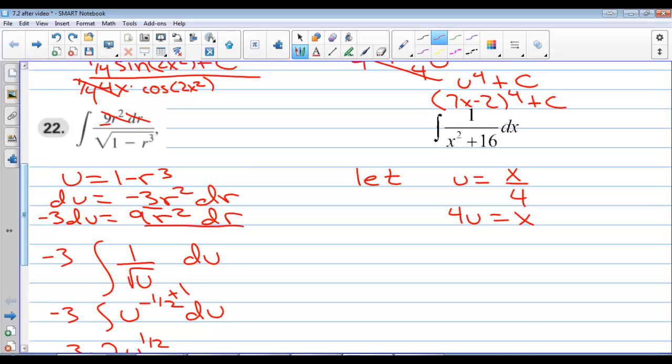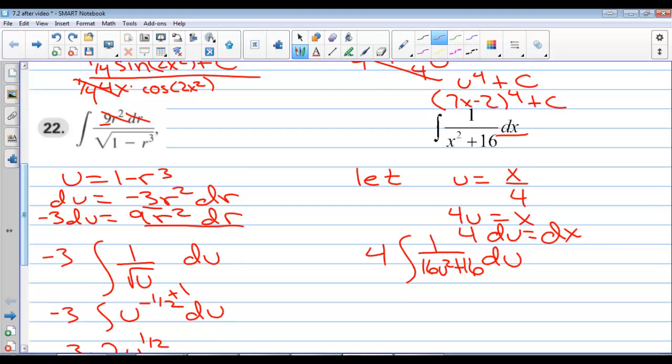Now we are going to use a substitution, but it's not the kind of normal substitution that we see. If x is 4u, I do need the derivative, by the way, 4 du equals dx. I do need that piece. I don't want to leave that out. But now let's go back to what I was saying. If x is 4u, then this becomes 1 over 16u squared plus 16. But the dx becomes 4 du.